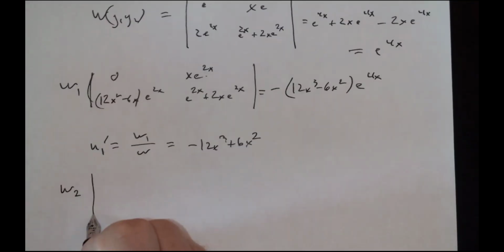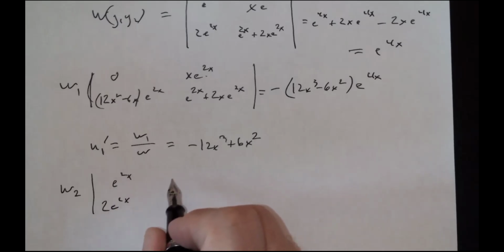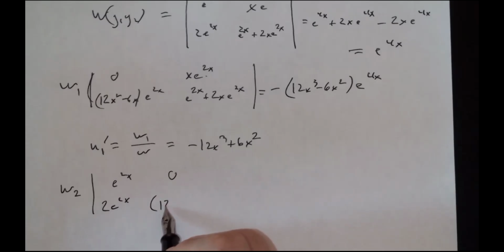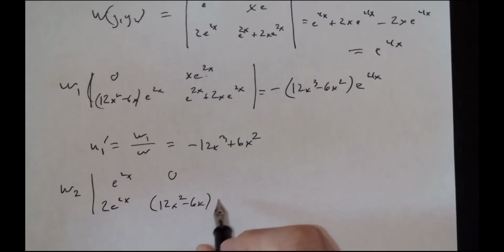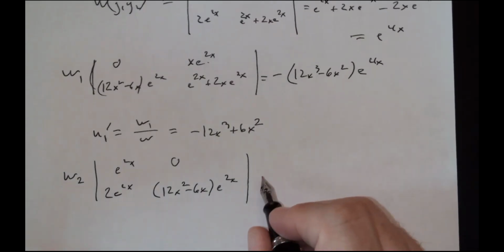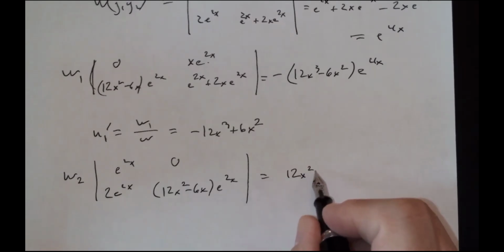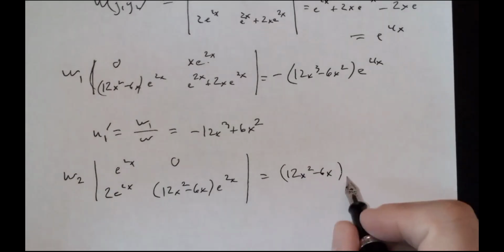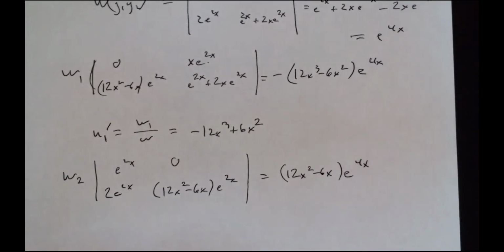W2: e to the 2x, 2e to the 2x is the first column, then 0, and then all this garbage is the second column. What happens? It's basically the same thing as before, you would just get 12x squared minus 6x, and then e to the 4x. Perfect.